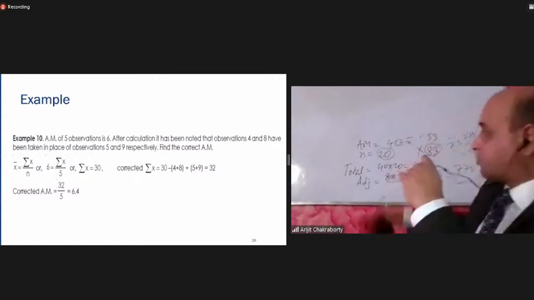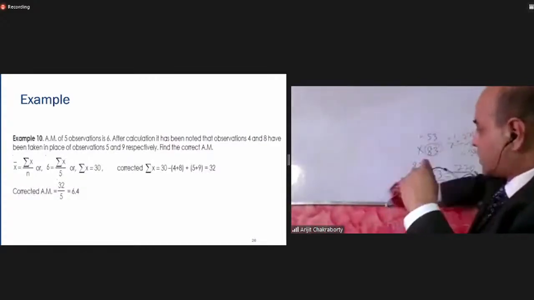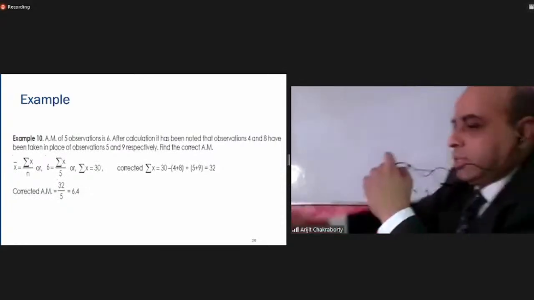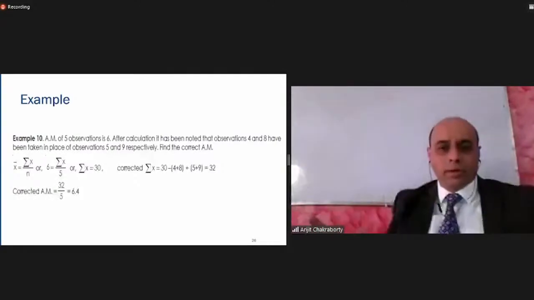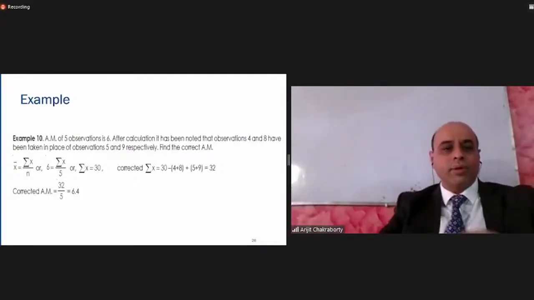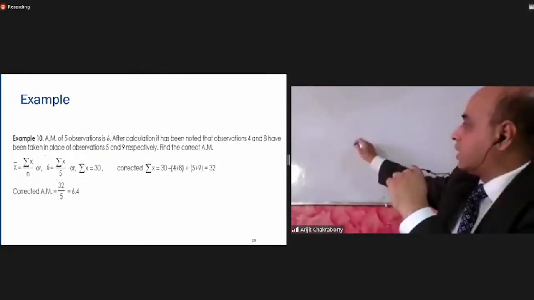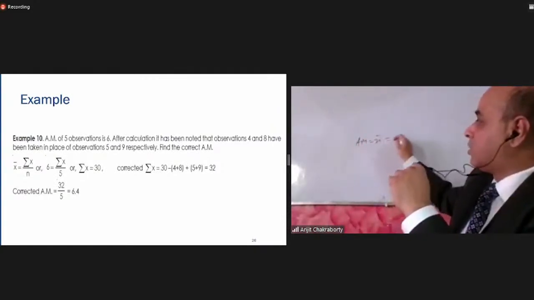So this type of question is very common for you to expect in the exam. And this is not a very tough problem because there is no long calculation. You don't have to create any table also. So here it is given that AM of 5 observations is 6. So the AM, that is x bar, equals 6.